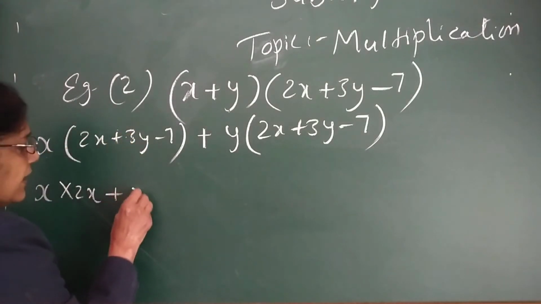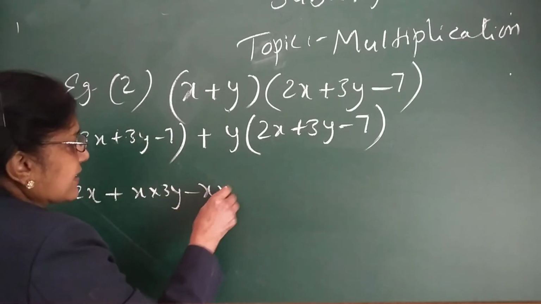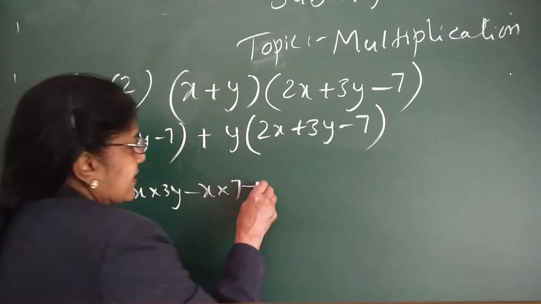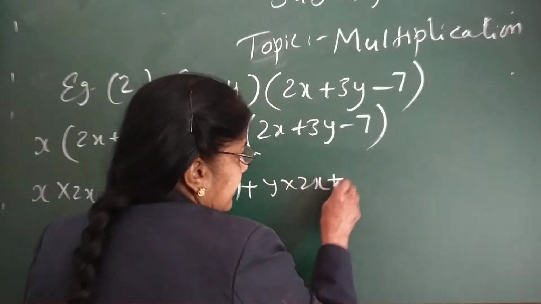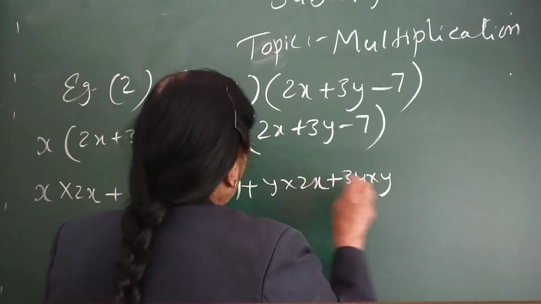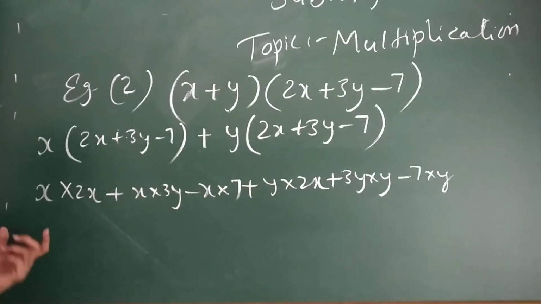Plus x into 3y. Then what sign is there? Minus x into 7. Then plus sign, y into 2x. Then plus 3y into y. Plus into minus is minus 7 into y. Now let us multiply. Nothing is there means 1 is there.